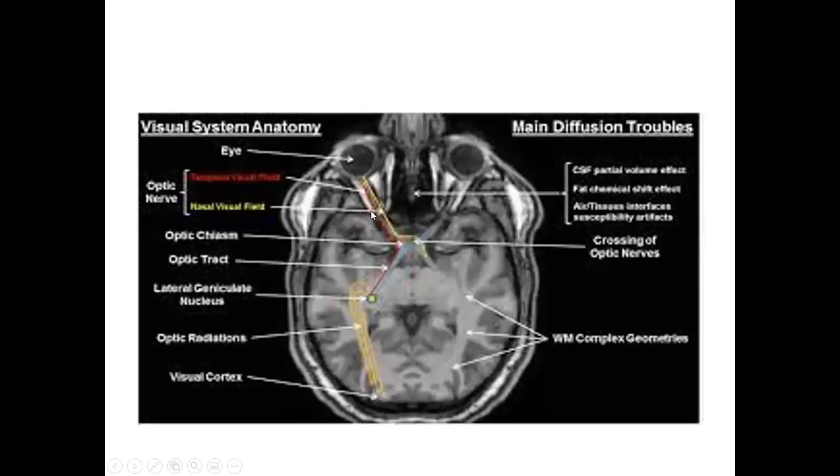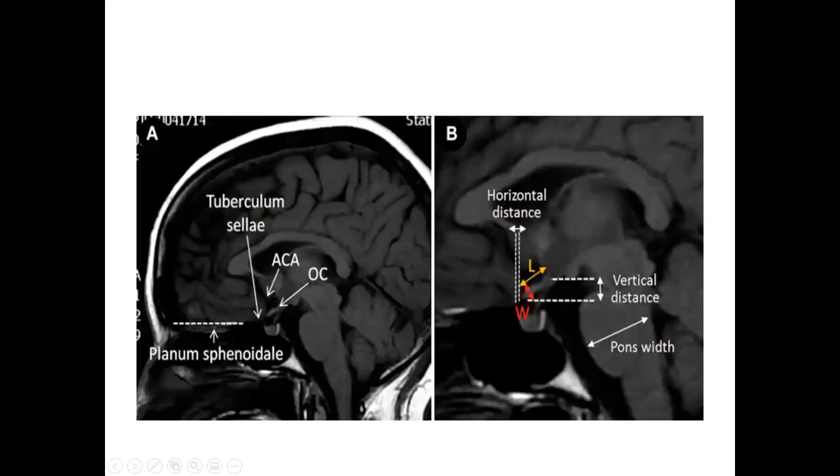So you can see these are the optic nerves, chiasm, and these are the optic tracts. You can see here the optic nerve, the star-shaped optic chiasm, and these are the optic tracts. So you can see here, this is the optic chiasm. This is the vertical distance.